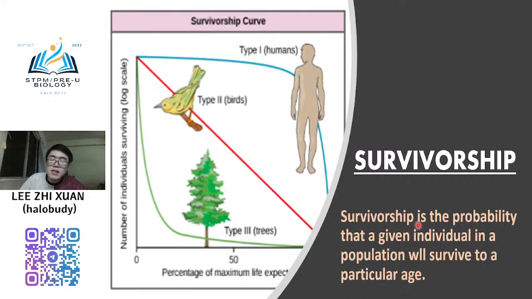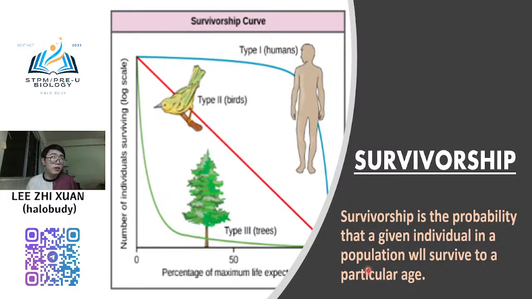So this is survivorship. The definition is the probability of an organism in a population surviving to a particular age. We know that every organism has a lifespan, right? Like human, we are not unlimited. We have a lifespan.